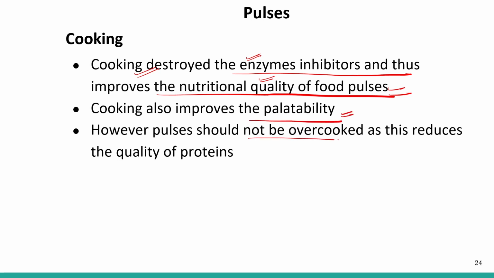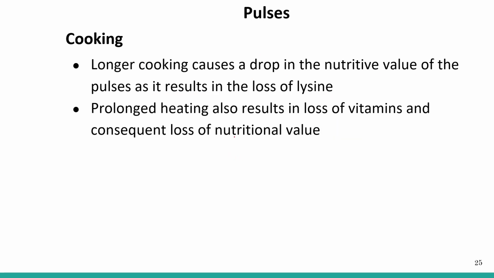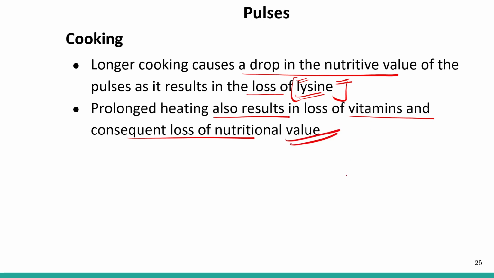However, pulses should not be overcooked as this reduces the quality of the proteins. So that should not be overcooked. Longer cooking causes a drop in the nutritional value of the pulses. As a result, there is a loss of lysine. So this lysine is a very, very important amino acid. If we overcook the pulses, then this lysine amino acid can be lost. Prolonged heating also results in the loss of vitamins and the consequent loss of nutritional value.